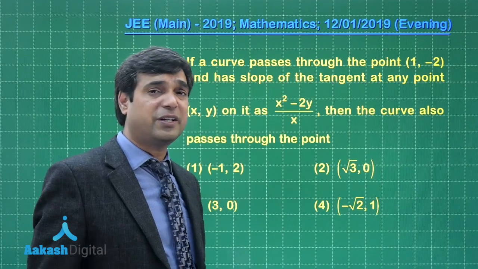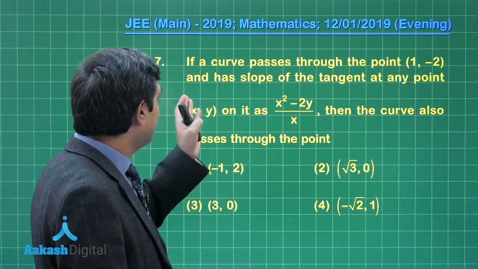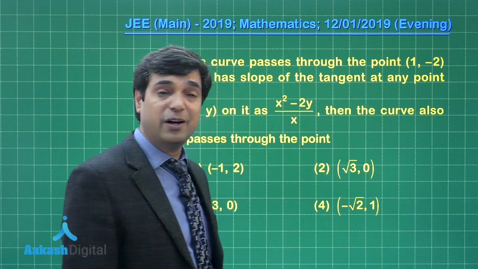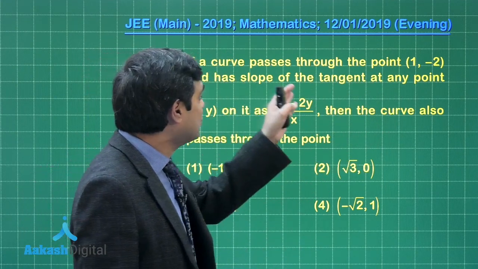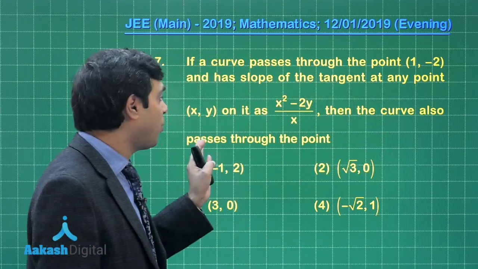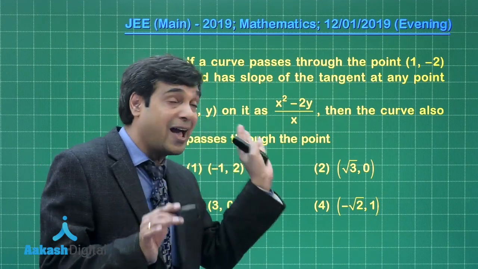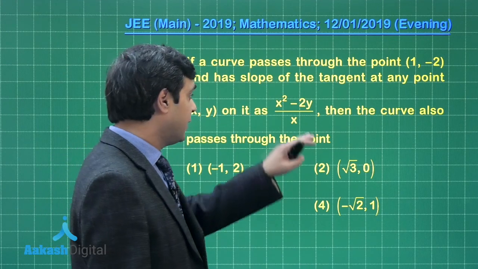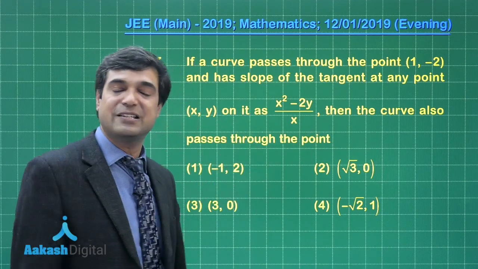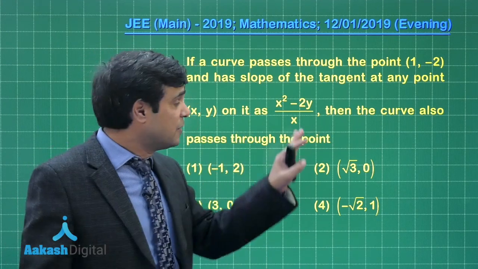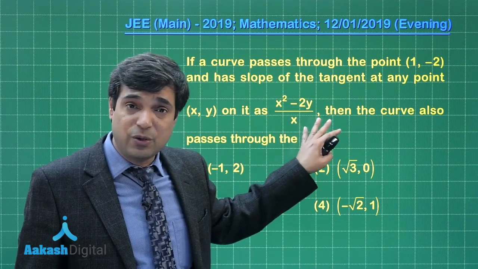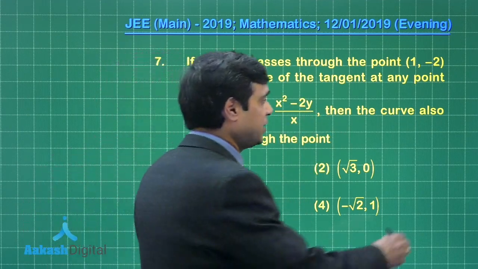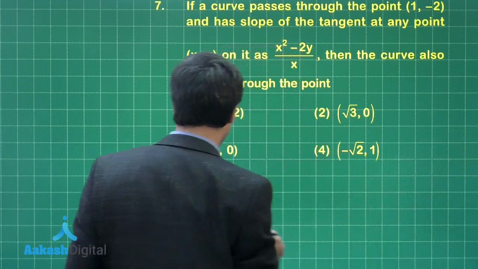Moving on to the 7th question of this paper, it says: if a curve passes through the point (1, -2) and has slope of the tangent at any point (x, y) on it as (x² - 2y) divided by x, then the curve also passes through the point. Simple one, slope that is dy/dx is given to us, so we have a differential equation. Let's write down this differential equation.